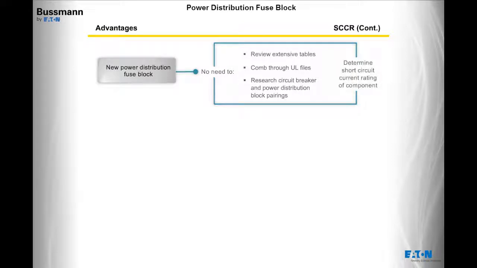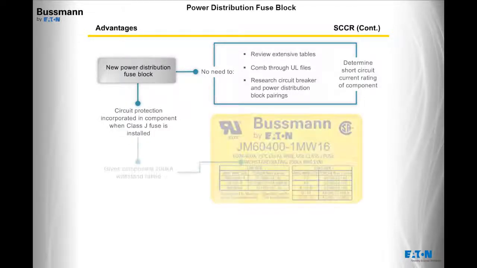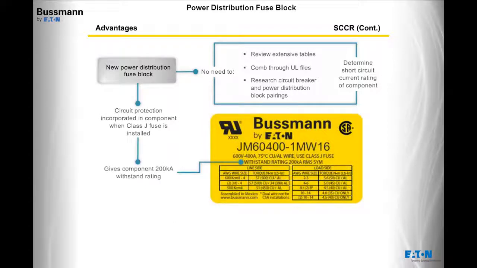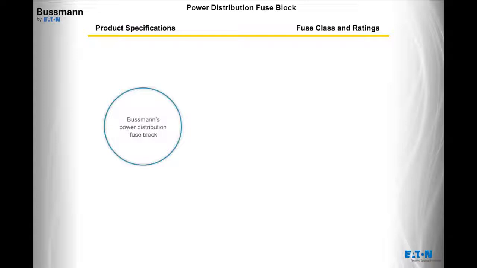The power distribution fuse block has circuit protection incorporated in the component itself when a Class J fuse is installed, giving the component a 200 kA withstand rating, which makes it possible to achieve a short-circuit current rating up to 200 kA for the overall panel. Bussmann's power distribution fuse block is available for 600-volt Class J applications from 70 amps up to 400 amps.